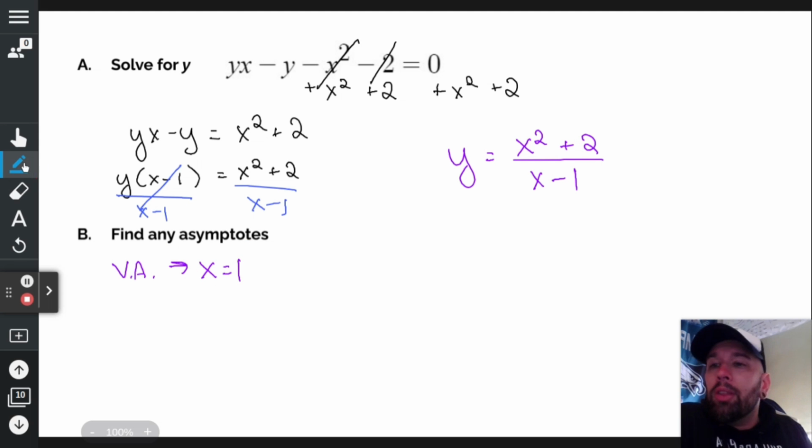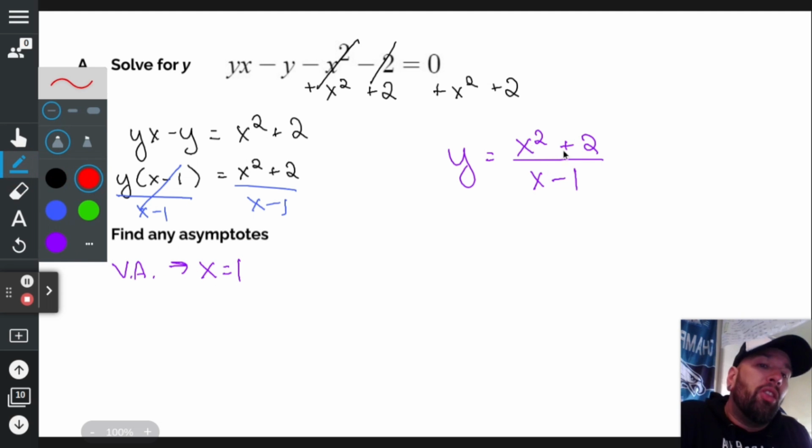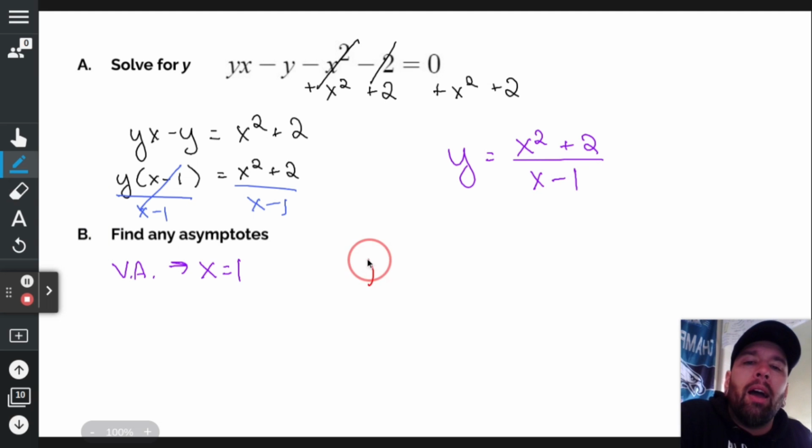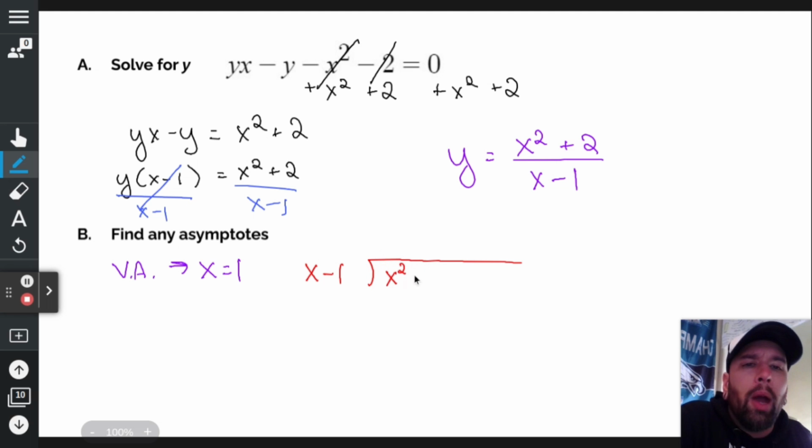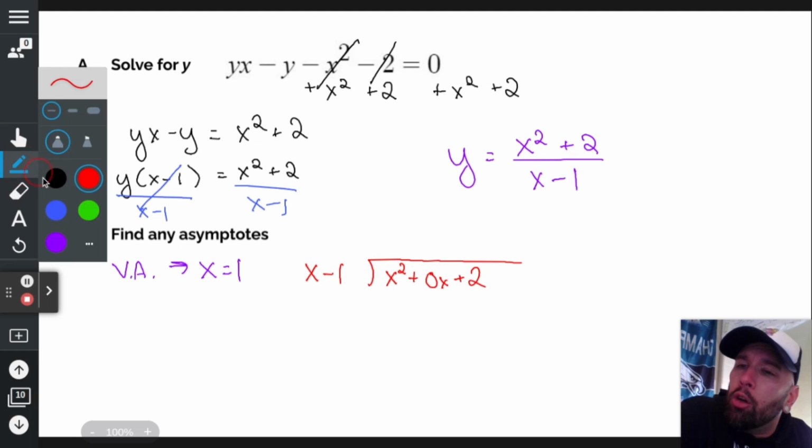Great. Now, the other thing that I see is this is a polynomial of degree 2 over a polynomial of degree 1, which means I'm also going to get a slant asymptote. The way I figure out my slant asymptote is I do polynomial division. Whether it's synthetic or long division, it's all good. So I'm going to do x minus 1 divided into x squared plus 0x, because you always have to fill in anything in between, plus 2. And then do polynomial long division.